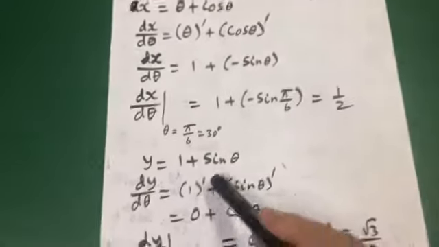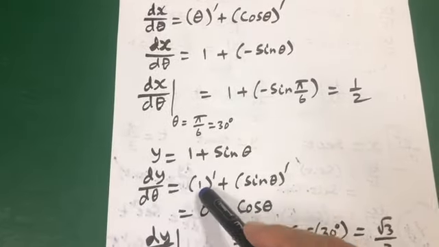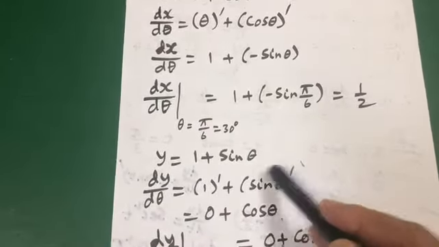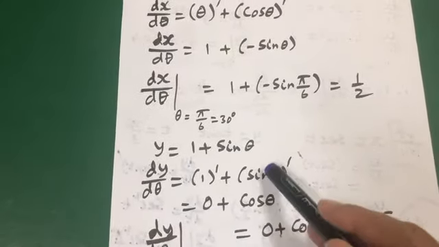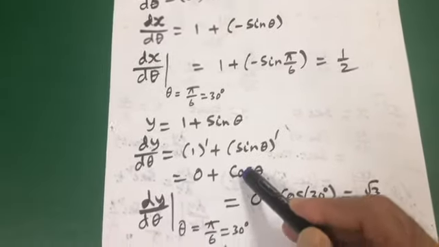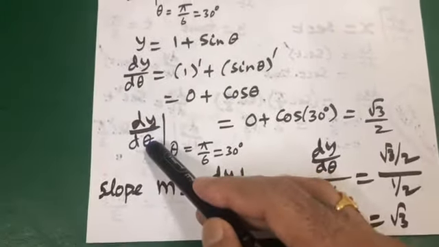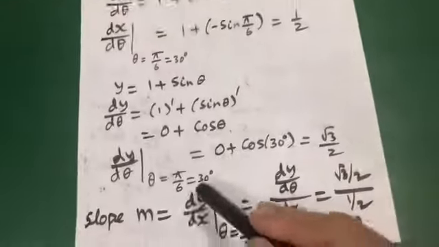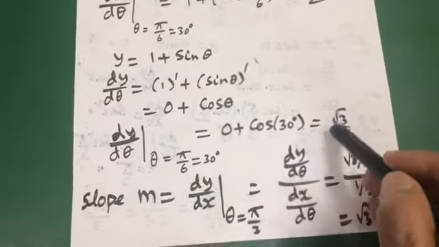Now y is equal to 1 plus sin theta. Again, y derivative with respect to theta, 1 derivative plus sin theta derivative. Dash or prime means derivative. 1 is a constant, its derivative is 0. Sin theta derivative is cos theta. After finding the derivative, put the value theta is equal to pi over 6. Pi over 6 means 30 degrees. 0 plus cos 30 degrees, which is root 3 over 2.